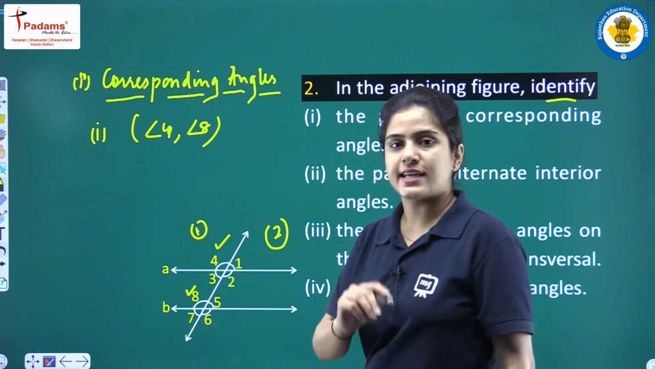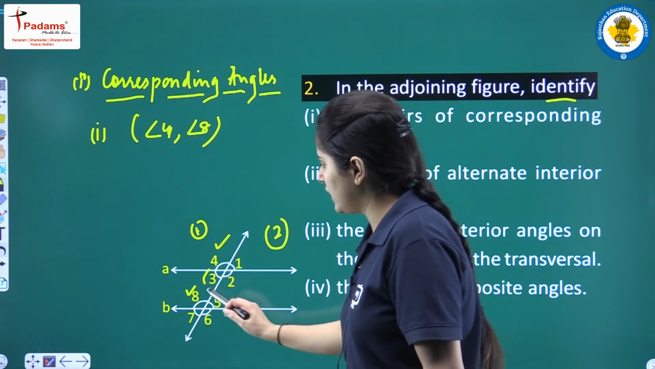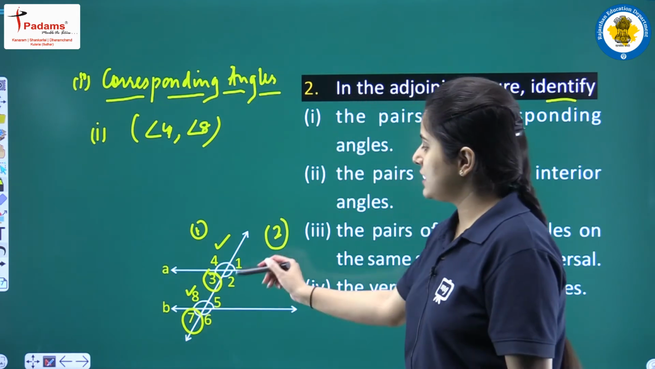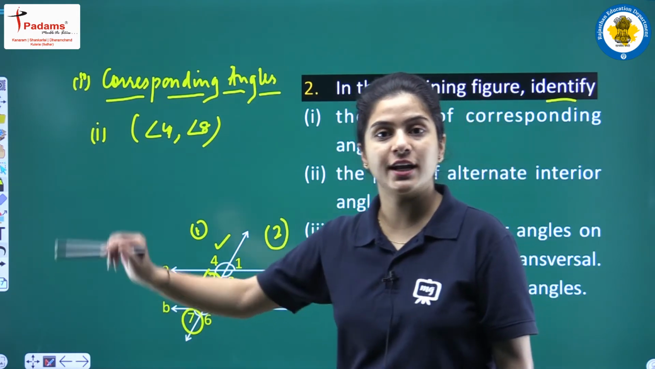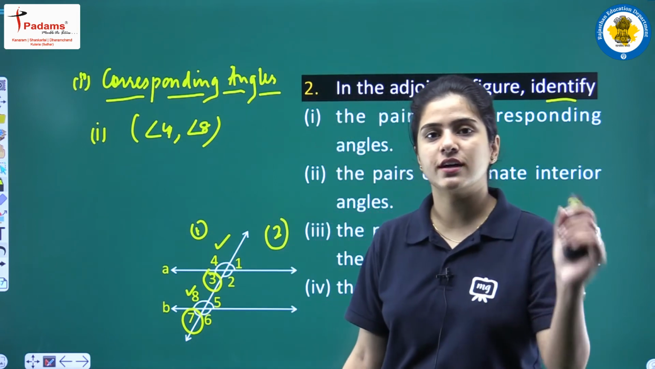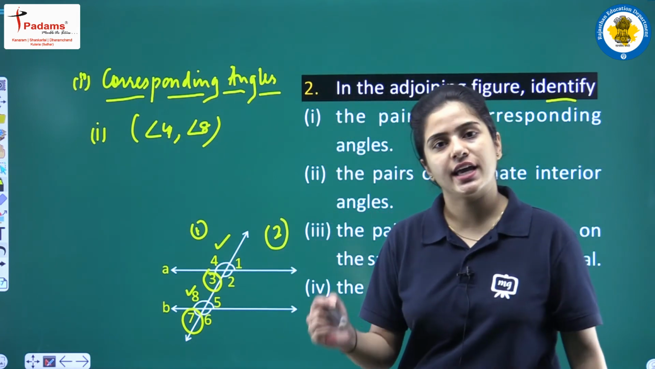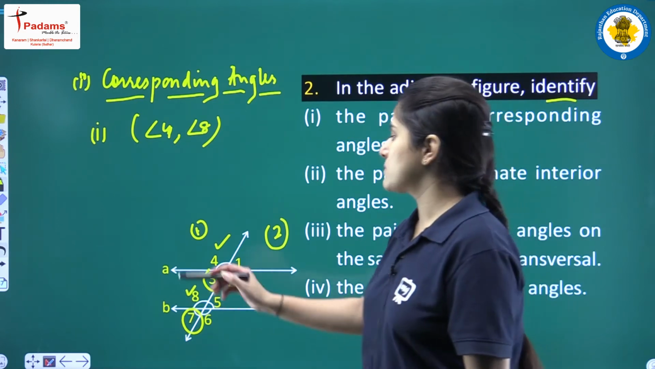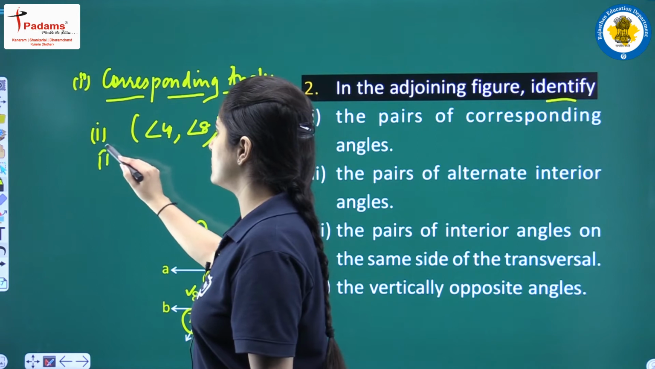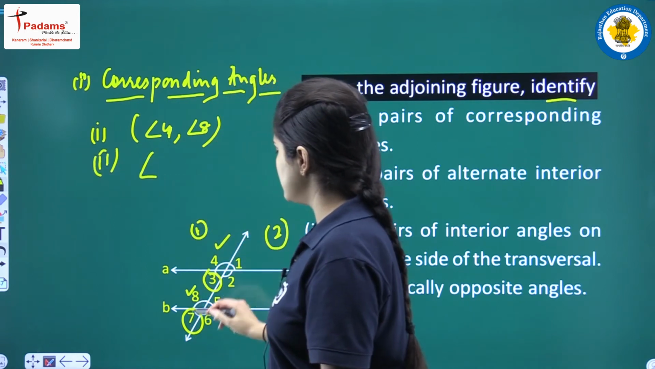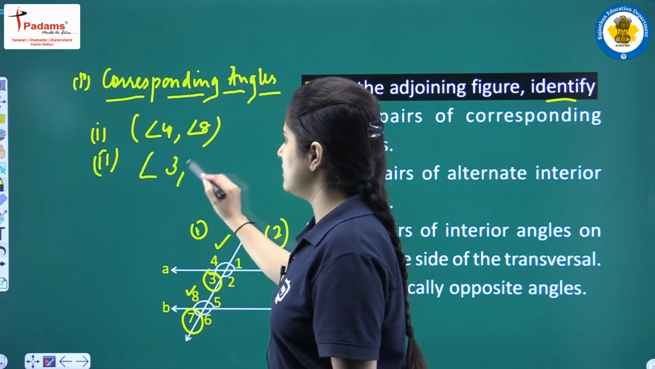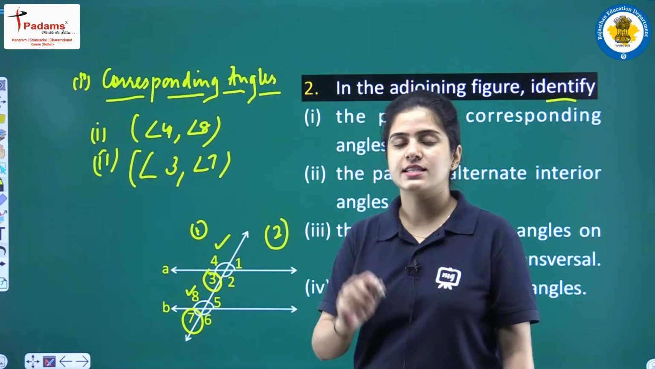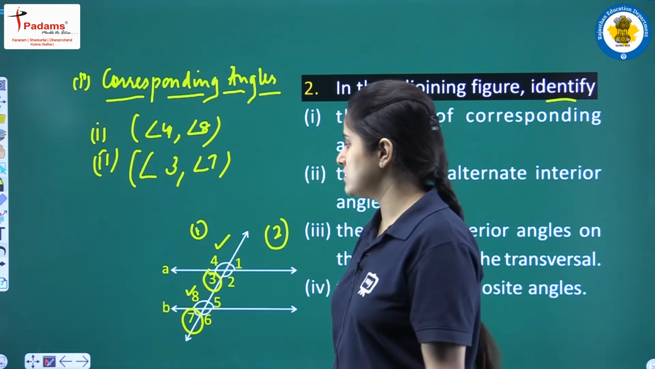Okay, second pair students, this angle 3 and this angle 7. These two angles are lying on the first side of the transversal. Angle 3 is an interior angle, and angle 7 is an exterior angle. So that is why students it is also a corresponding angle pair. Angle 3 and angle 7. This is also a pair of corresponding angles students.